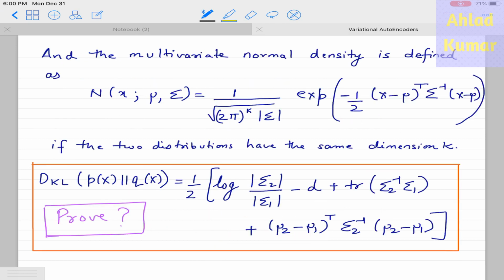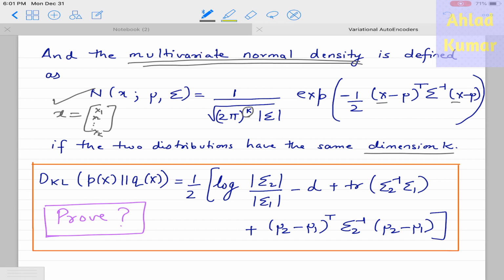So let's recap our probability concepts. If we have a multivariate normal density, it is defined like this, as you can see over here, and please note that the dimension of this is k. That's why k is coming over here. Here x is a vector of length k cross 1, that is, it has the elements x1, x2, dot dot dot xk. So x are basically vectors over here. That's why it's a multivariate normal density PDF.